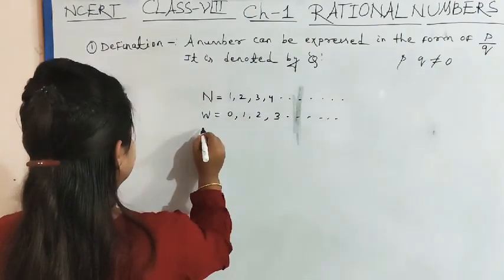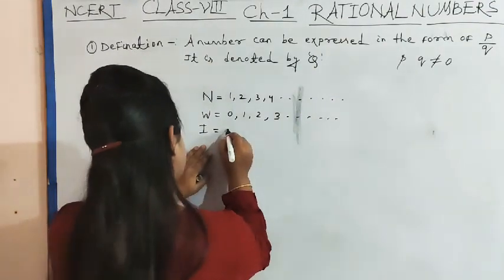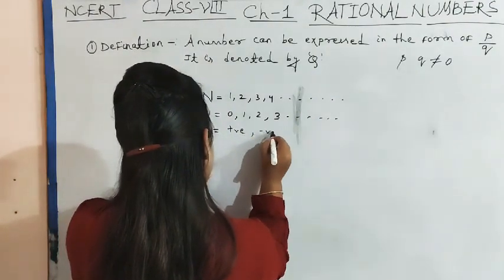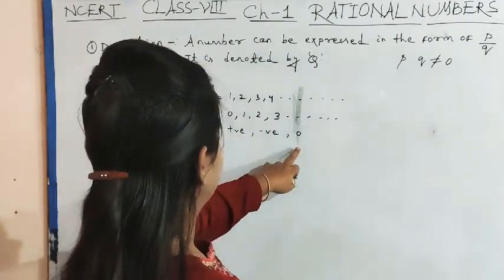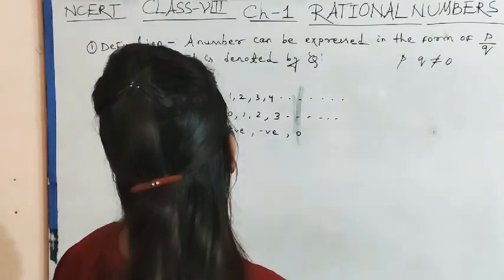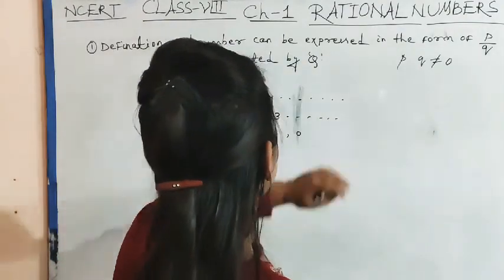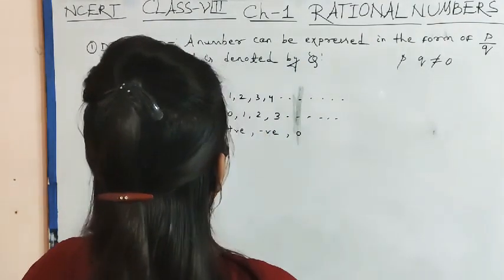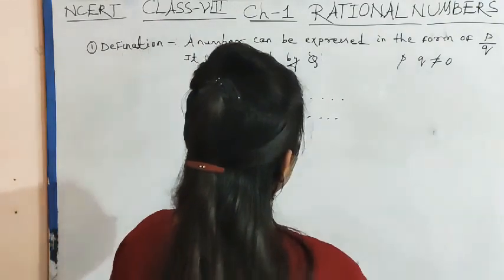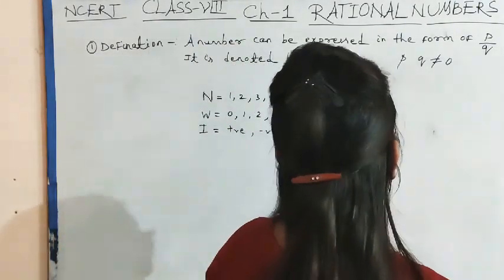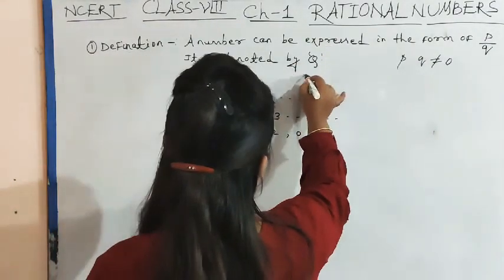Then next we learn integer. All positive numbers, negative numbers along with 0 are called integers. Now we are going to discuss rational number. The rational number is a number that can be expressed in the form of p by q, and q is not equal to 0. It is denoted by Q.